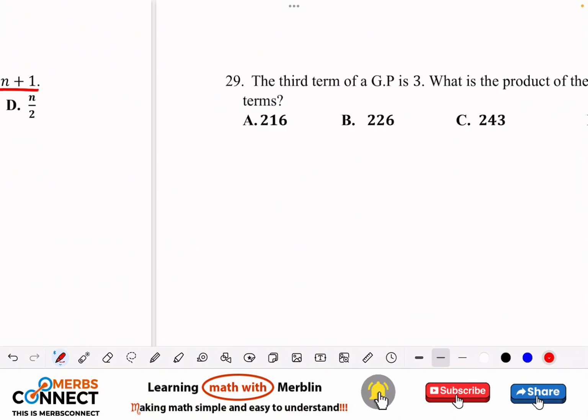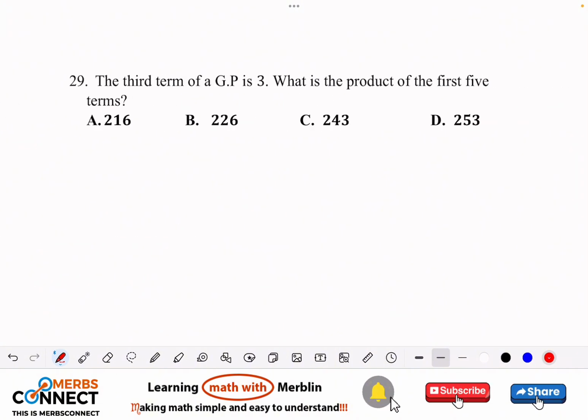Good. So now let's look at 29. We are almost done. 29, this is GP. And what is the product of the first 5 terms? This is a nice question, right? So first, what is GP? Un, let me use black.